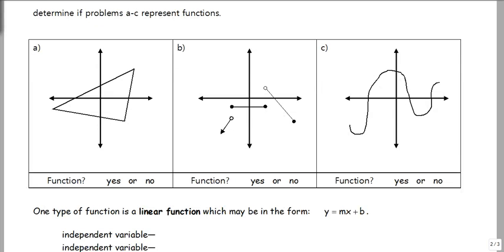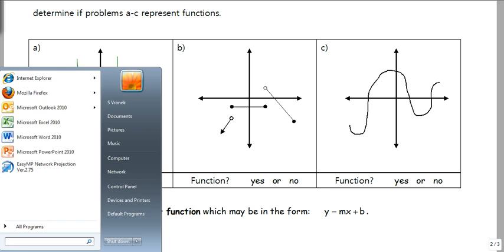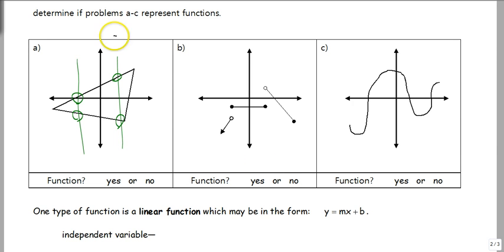So let's look at A through C here. Again, vertical line, I draw my vertical line. Oh, right there. This triangle, I hit it in 2 spots. Here's another spot where I hit it in 2 spots. So this is not a function because it hits it in 2 spots both times. It only has to happen once though.